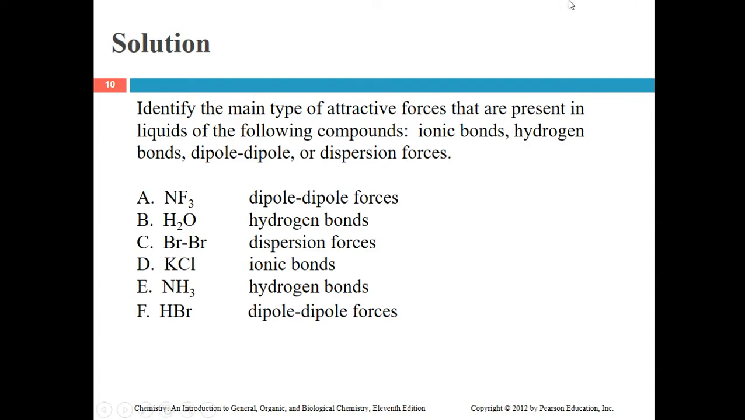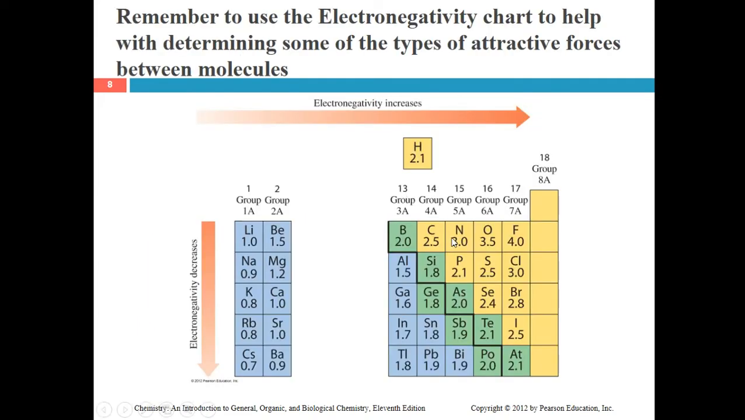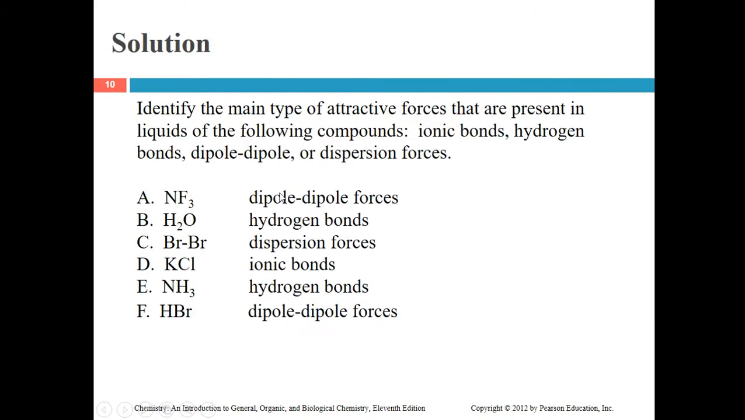Let's first of all look to see why NF3 is what it is. First of all, it's not an ionic bond because the first one's not a metal. Then we know the next strongest is hydrogen bonding. It's not that because there's no hydrogen. So then we check the dipole-dipole. We check to see if this is going to be polar. Well, nitrogen's value is 3.0 on our electronegativity chart, and fluorine's value is 4.0. So yeah, that difference is 1. Consequently, that's going to form a polar molecule, so that is going to be a dipole-dipole force.